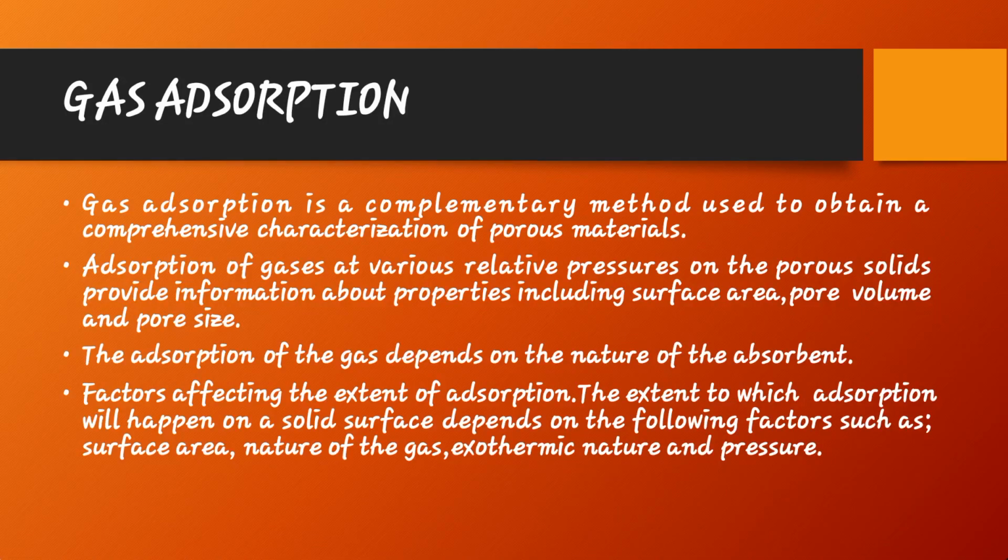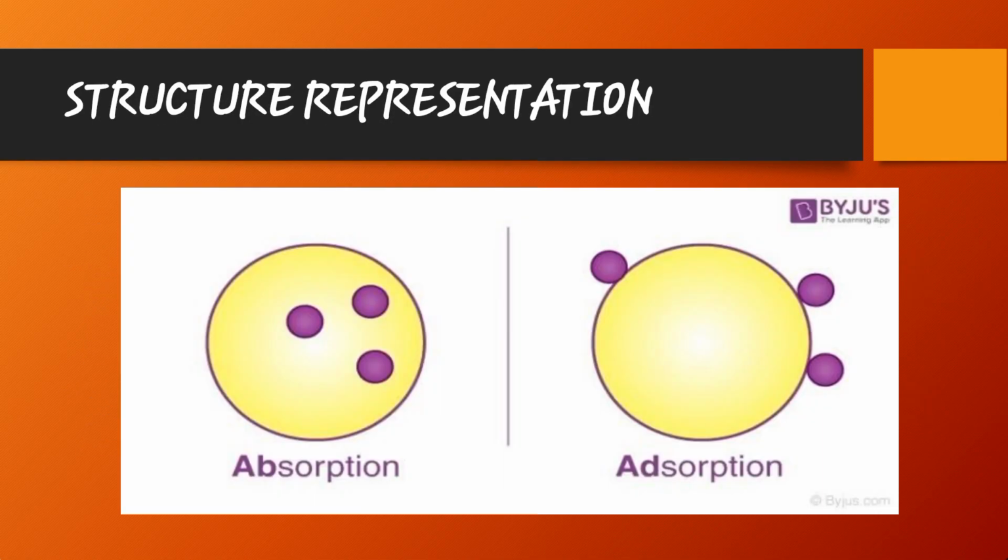adsorption. The extent to which adsorption will happen on a solid surface depends on the following factors, such as surface area, nature of the gas, exothermic nature, and pressure. Here is showing the structure. So the first picture is absorption, and the next is showing the adsorption.